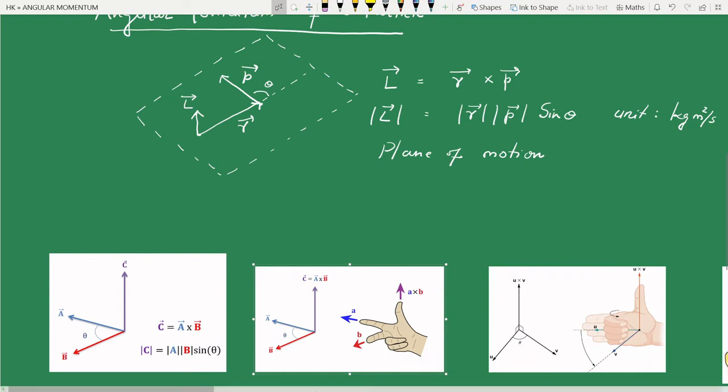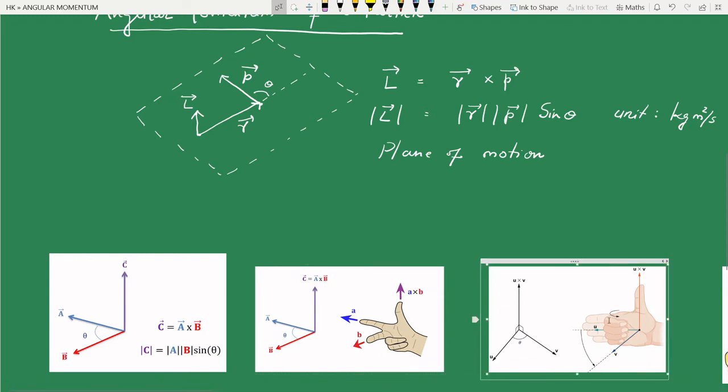Look at the third figure. This idea of curling from the first vector to the second vector is shown here. This is the first vector. Look at the figure on the right side. This is the first vector u. We want to find out the direction of u cross v. This first vector u, second vector v.